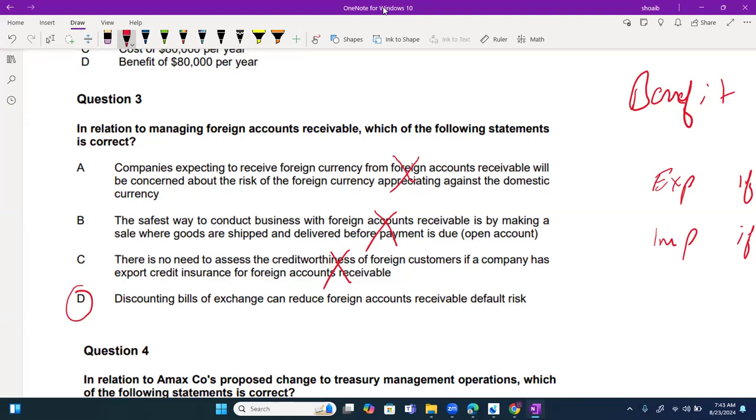Discounting bill of exchange can reduce the foreign account receivable default risk. Discounting bill of exchange. Bill of exchange is a piece of paper. It's a kind of a foreign account receivable invoice which is endorsed by the foreign bank. And you can discount it from your bank. It's like this.